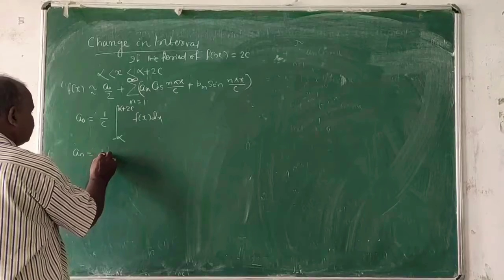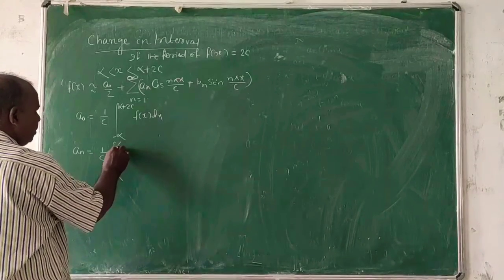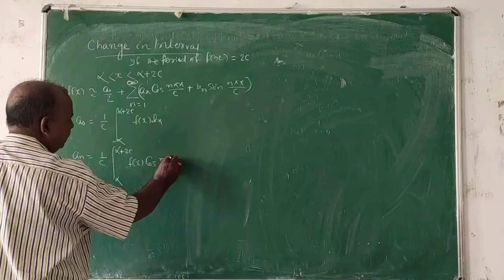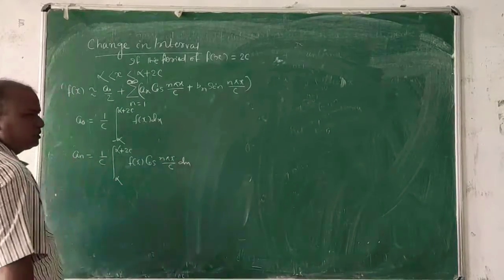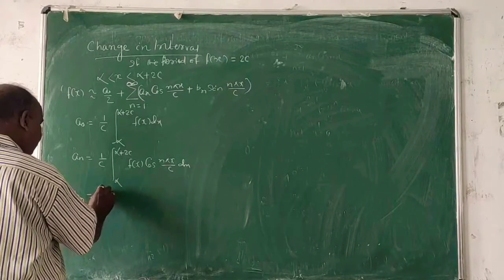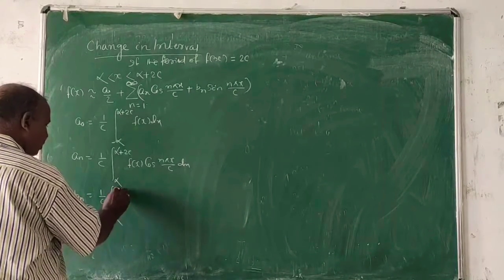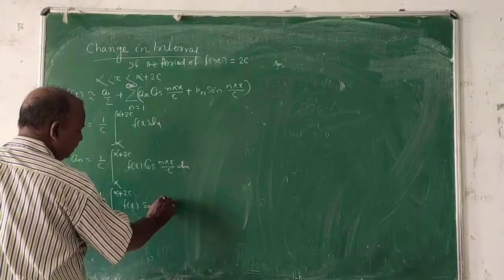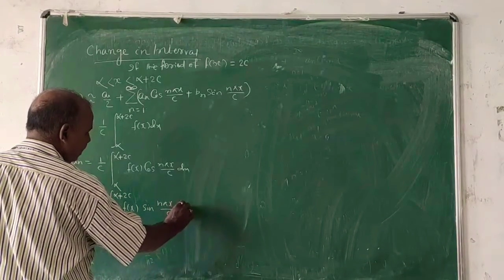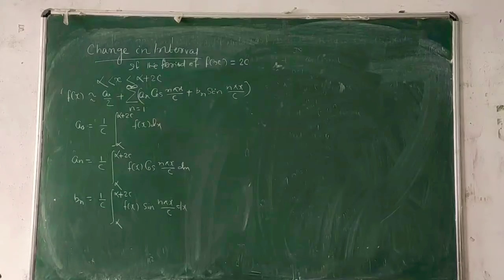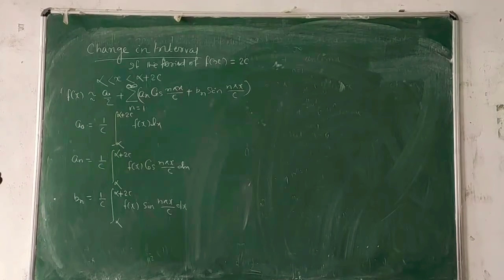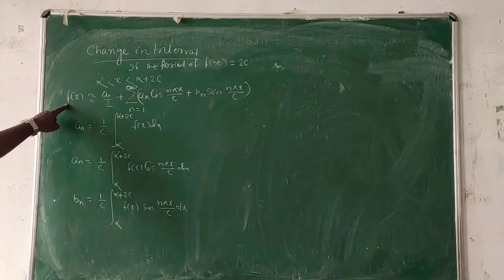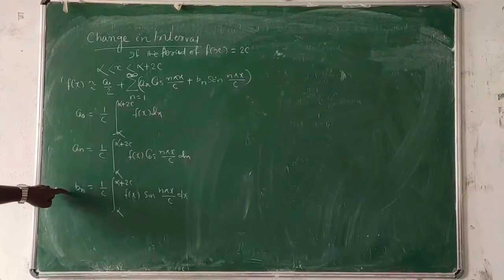And the value of an is 1 by c into the integration of alpha to alpha plus 2c of f of x cos of n pi x by c dx. And the value of bn is 1 by c into the integration of alpha to alpha plus 2c of f of x sine of n pi x by c dx. Now, if the period of f(x) is 2c and x lies in alpha to alpha plus 2c, then f(x) is said to have a Fourier series, where a0 is this, an is this, bn is this.